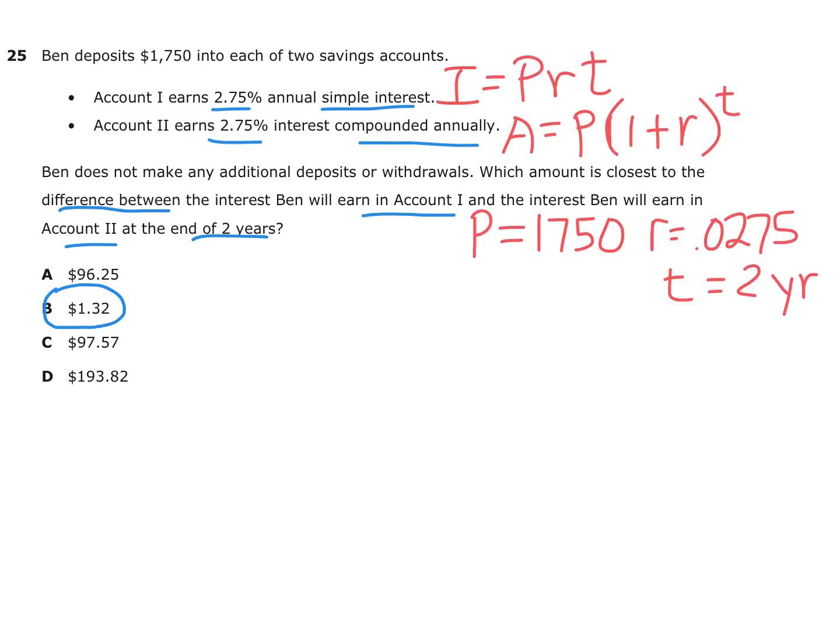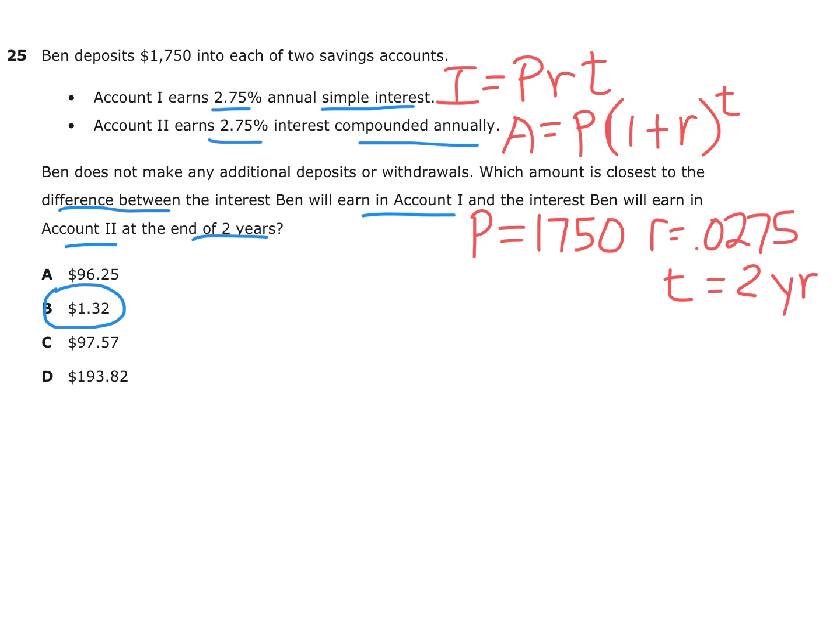Okay, using the formula chart, I equals PRT, that's simple interest. That's what account 1 will earn. And P is the principal, which is $1,750. R is the interest rate as a decimal. 2.75% is 0.0275. And T is the time in years, and so T is going to be 2.